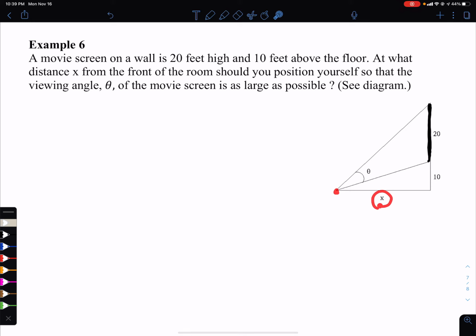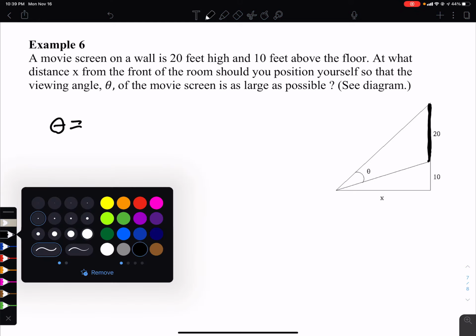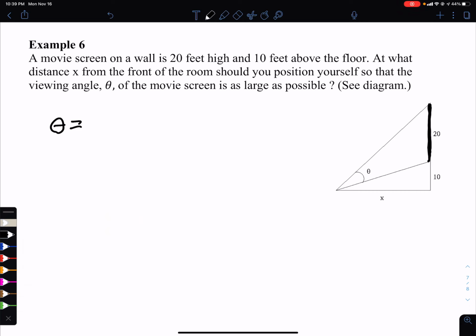Now, you want to be at a place where your viewing angle theta is the largest. So you need a formula for theta because you want to maximize theta, so you have to find the critical points and endpoints of that. So how are we going to do this? This one's crazy. Now, I don't expect many people to figure this out, but it's kind of cool using trig.